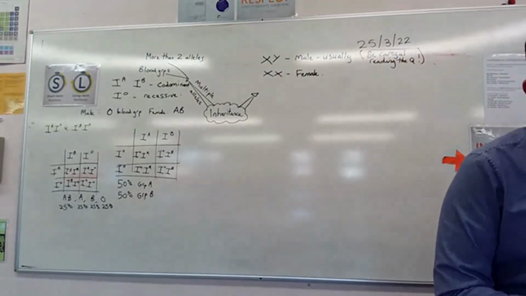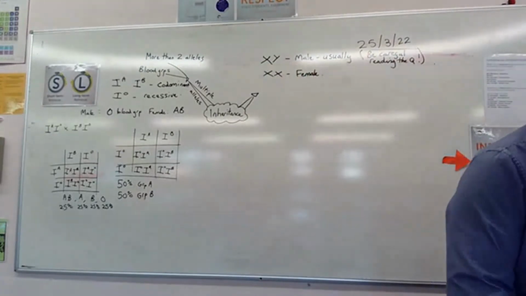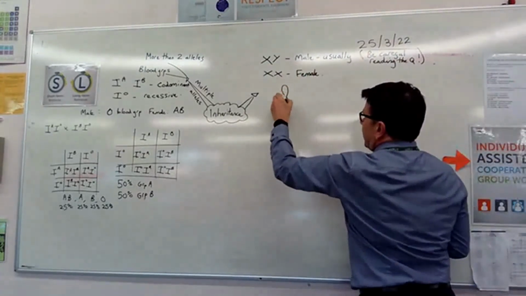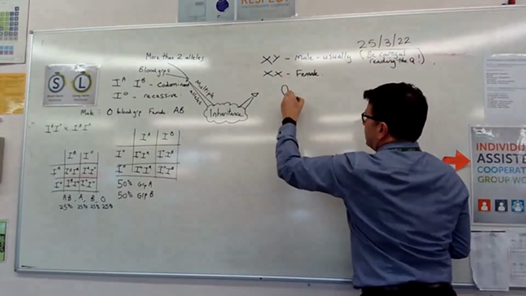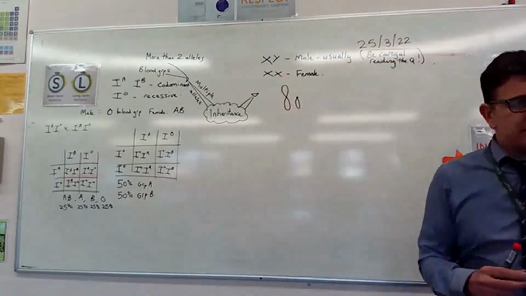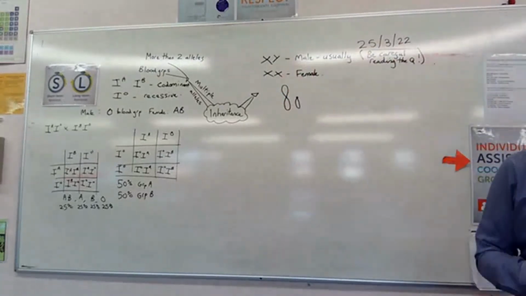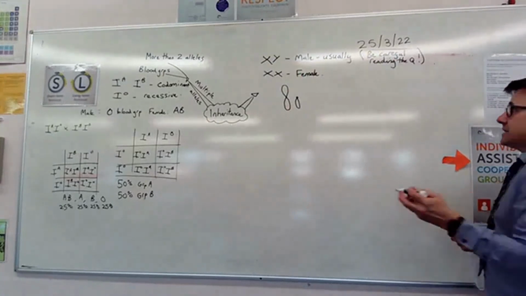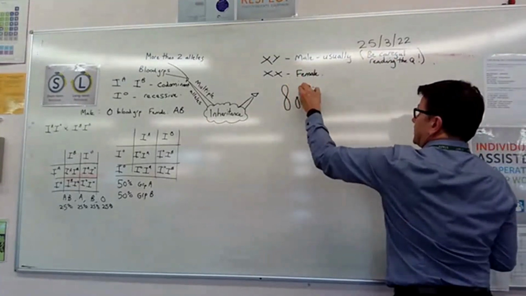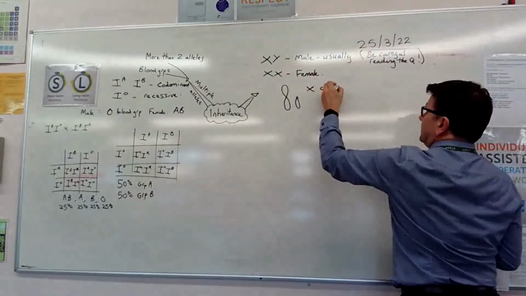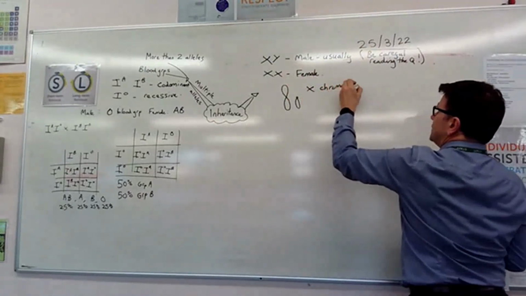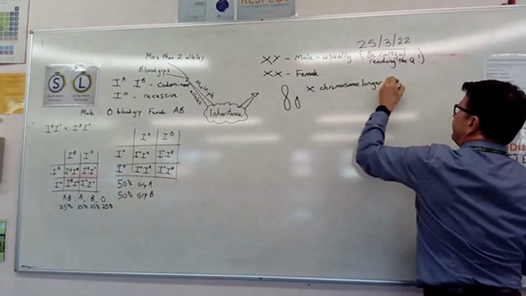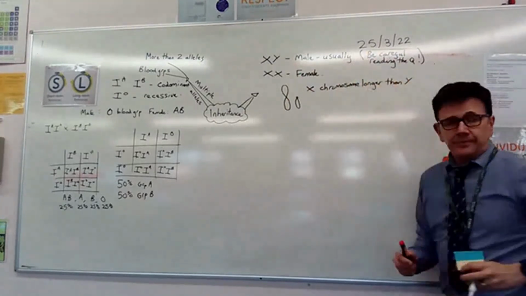But we need to talk about sex linkage. So a few things about the X and Y chromosomes. What do you notice about the X chromosome compared to the Y? The Y is shorter, so the X chromosome is longer. It's got more genes than Y.